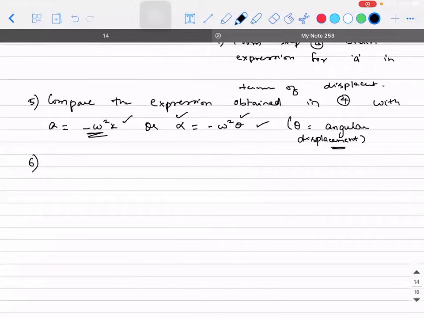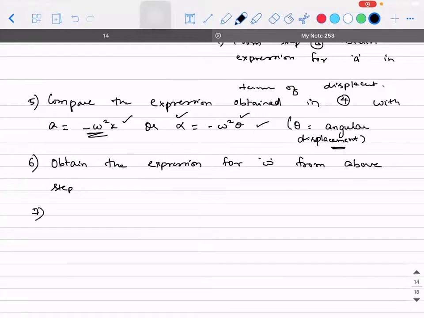Sixth step: obtain the expression for omega from the above step. And the last step is, write omega is equal to 2 pi by T and find T. Just find T, that's it.